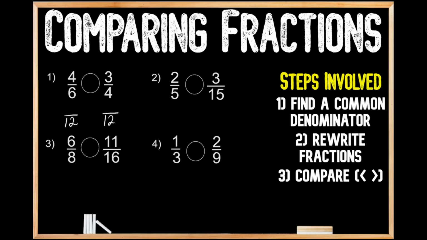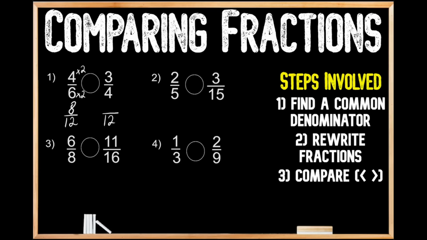Now we're going to move on to step number 2, where we're going to rewrite the fractions with our new common denominator. And we needed to multiply 6 times 2 in order to get the denominator of 12. So to keep this fraction equivalent, we need to do the same thing to our numerator up top. And when we multiply 4 times 2, we get 8.